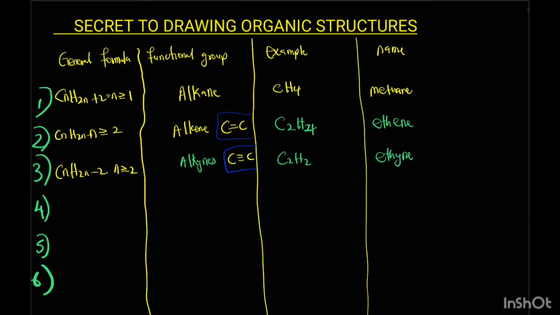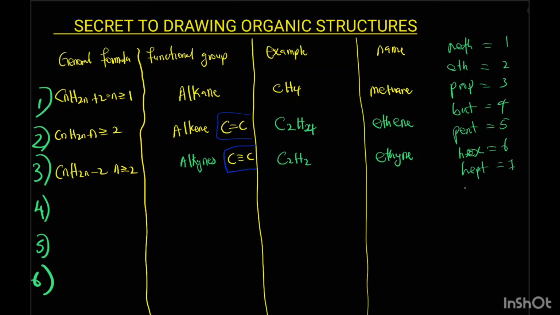Ethyne. Something that you should quickly know, in organic chemistry, whenever you see met, it means 1 carbon. If you see eth, it means 2 carbons. When you see pro, it means 3 carbons. When you see but, it means 4 carbons. When you see pent, it means 5 carbons. When you see hex, it means 6 carbons. When you see hept, it means 7 carbons. When you see oct, 8 carbons, non, 9 carbons, and dec, 10 carbons.